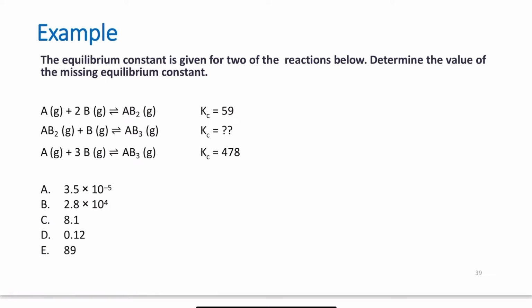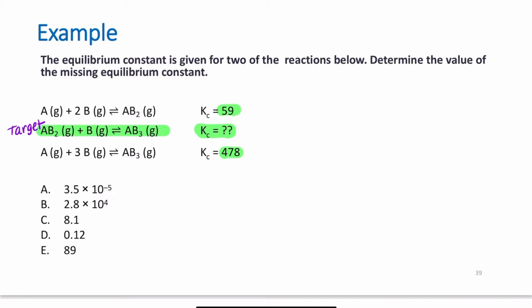Okay. The equilibrium constant is given for the 2 reactions below. Determine the value of the missing equilibrium constant. So a little bit of Hess's law coming into here. We've got an equilibrium constant here, an equilibrium constant here. We're trying to find this one. So this is my target reaction. I want to manipulate the other 2 reactions to add up to my target reaction.